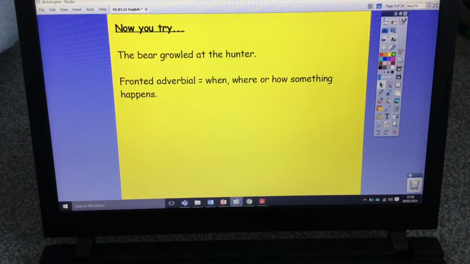Okay, now you have a try. The bear growled at the hunter. Can you add a fronted adverbial to the start of this sentence which tells us when, where, or how the bear growled at the hunter? Don't forget that comma after your fronted adverbial. Pause the video now, please.